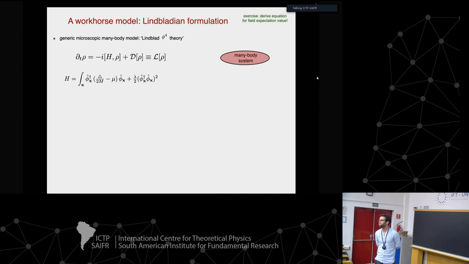So how many degrees of freedom are you considering here? Is it of the order of thousands, 10,000s? That's a nice question. I want to consider systems, let me answer it like that, where the limit n to infinity is better than the limit n equals 10.